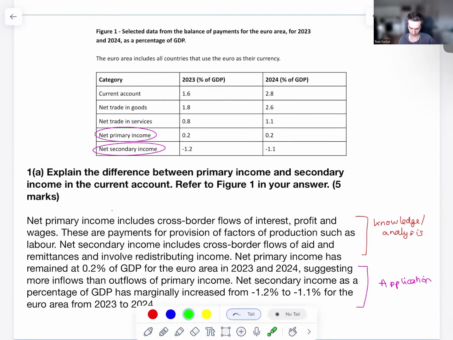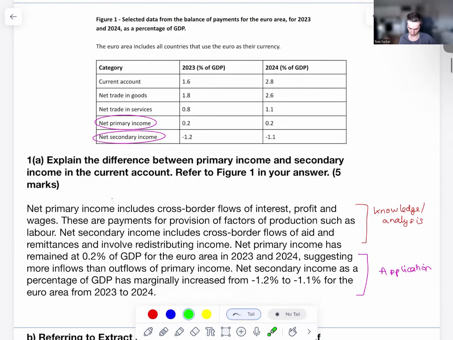Now, this is about primary income and secondary income, so we're going to be using these two parts of the table to get our application marks. To answer the question, we're going to have a section on knowledge and analysis and a section on application. You can mix these up if you like. There's no particular order you need to do these in.